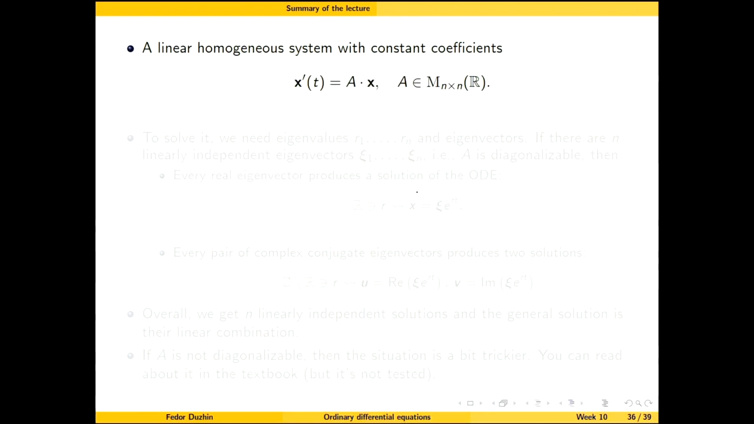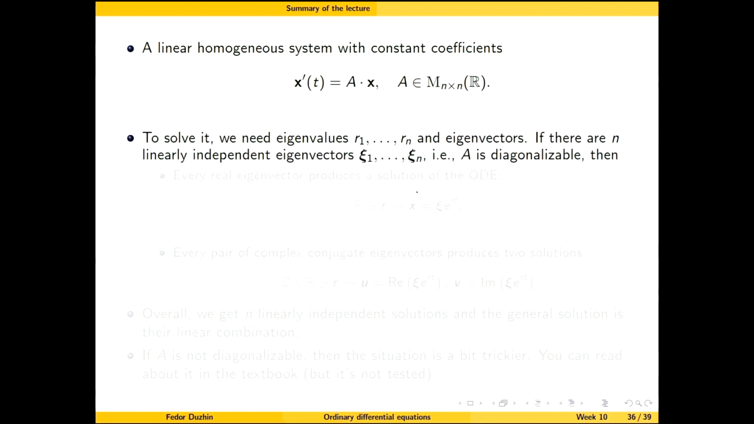And finally, let us summarize the material that we've learned today. So today we have covered linear homogeneous systems of differential equations when the matrix has constant coefficients.